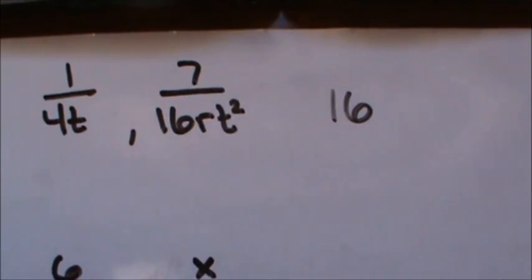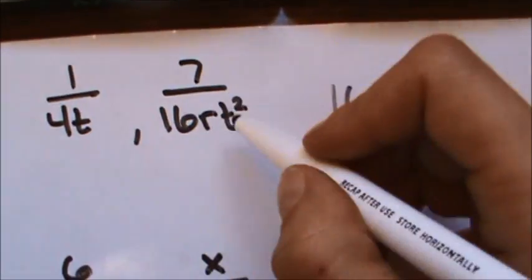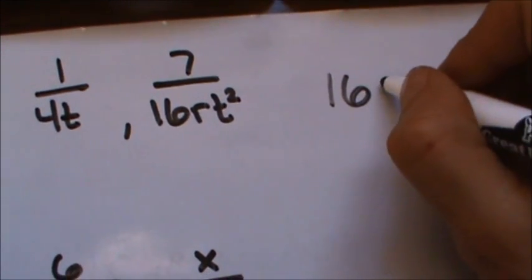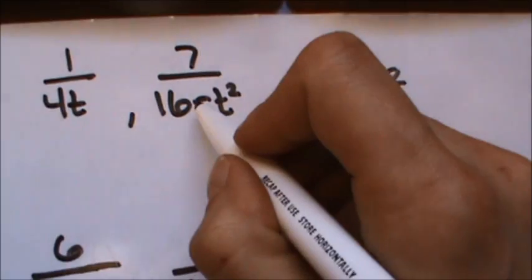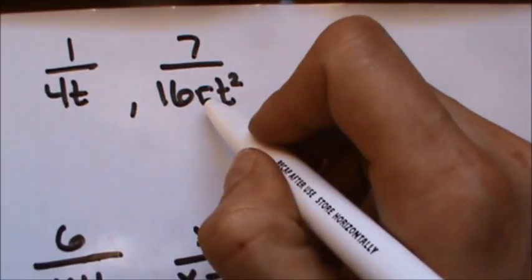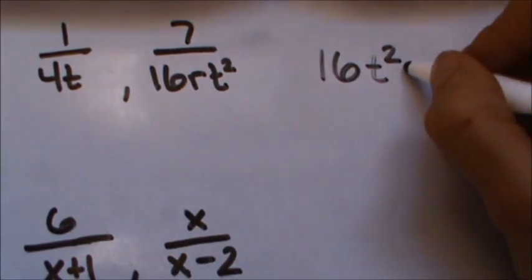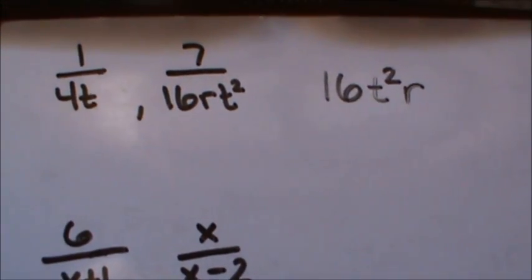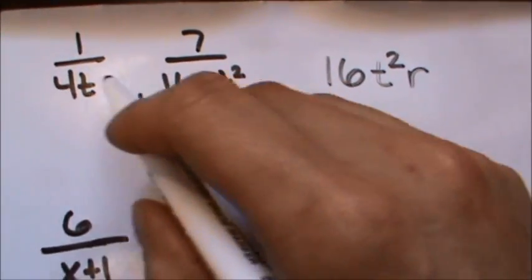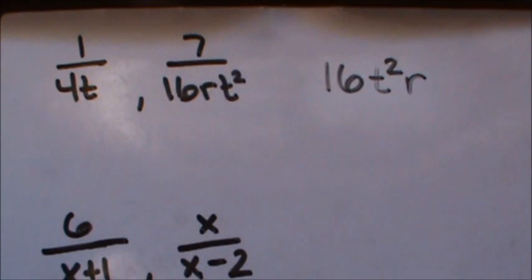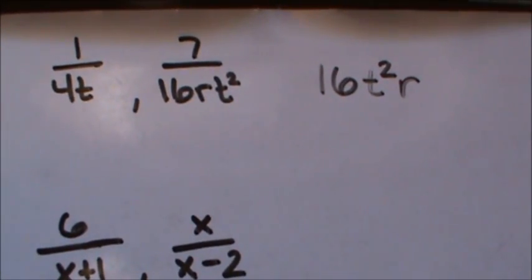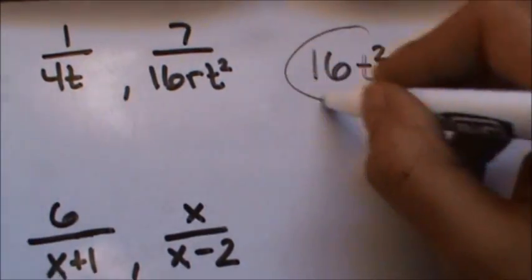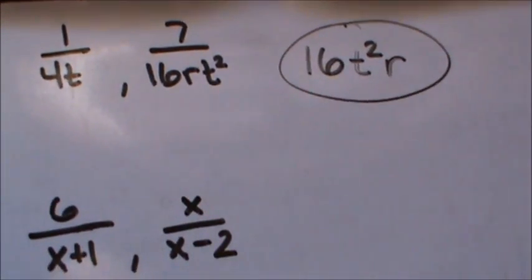Then I look at the variable terms. This has a t and this has a t squared. I need to take the highest power of t, and that's t squared. This one has an r, this one doesn't, but if an r is here, it needs to be in the LCD. So if you look at what I did, I looked at the greatest common multiple between the big numbers, and then took the highest power of every factor that's present in the denominator. Let's try the next one.